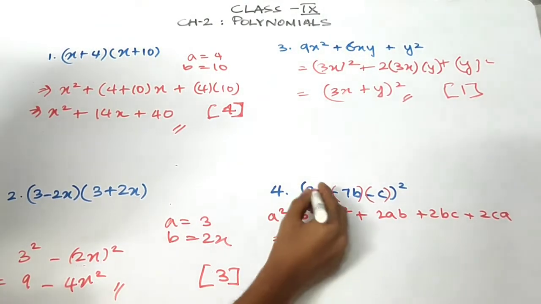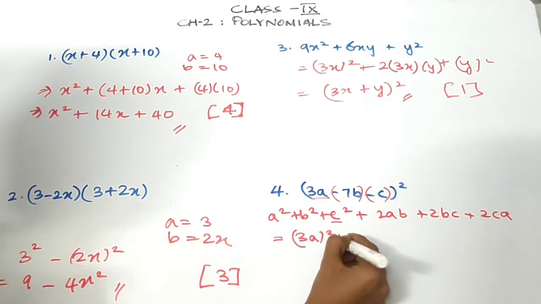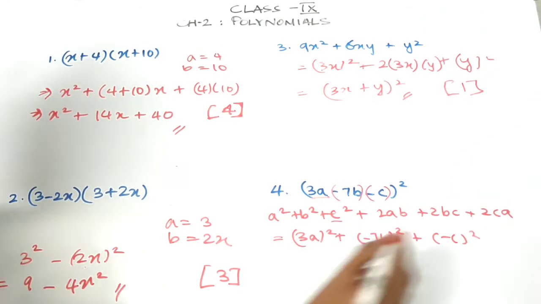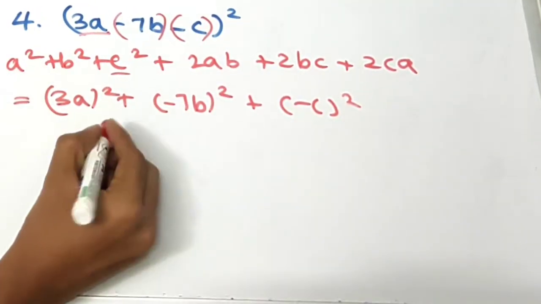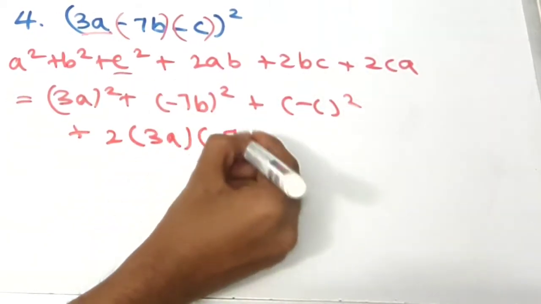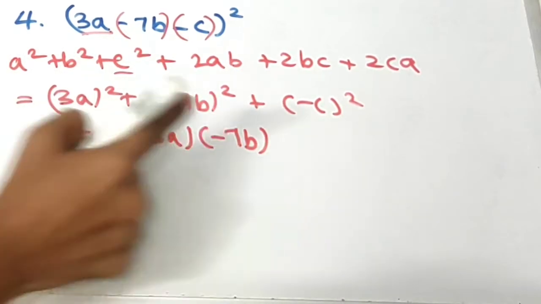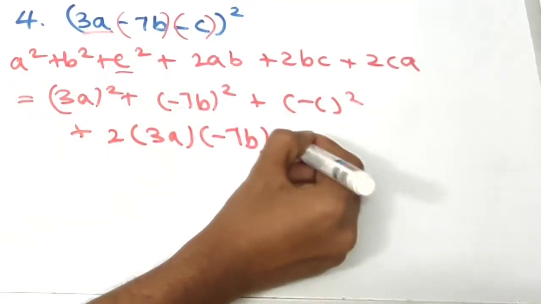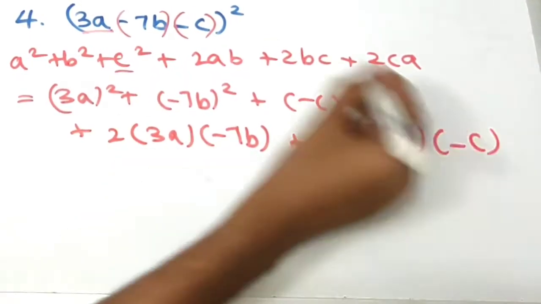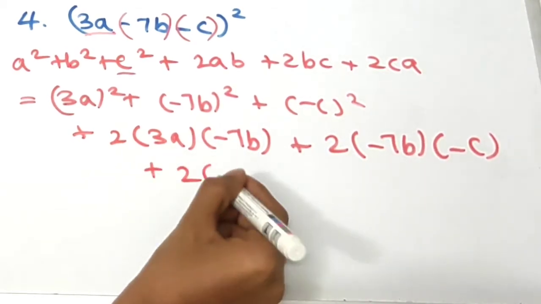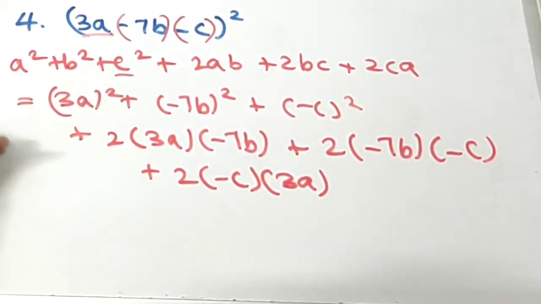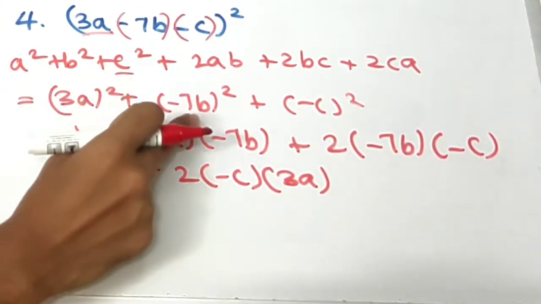Now, as I told you, when you take it with the sign, then try and substitute it over here. What will you get? Instead of a, substitute 3a. So 3a the whole square plus minus 7b the whole square plus, instead of c, minus c. So minus c the whole square. A square plus b square plus c square plus 2ab. So 2 times our a is 3a and our b is minus 7b. Don't forget the sign. The sign is very important, or the whole answer goes wrong. Plus 2bc. 2 times our b is minus 7b and our c is minus c. Plus 2ca. So plus 2 times our c is minus c over here. A is 3a. Instead of a, b and c, we have substituted 3a, minus 7b and minus c.